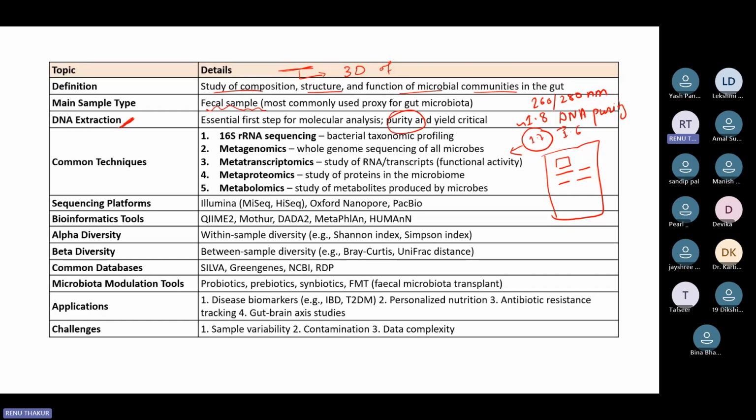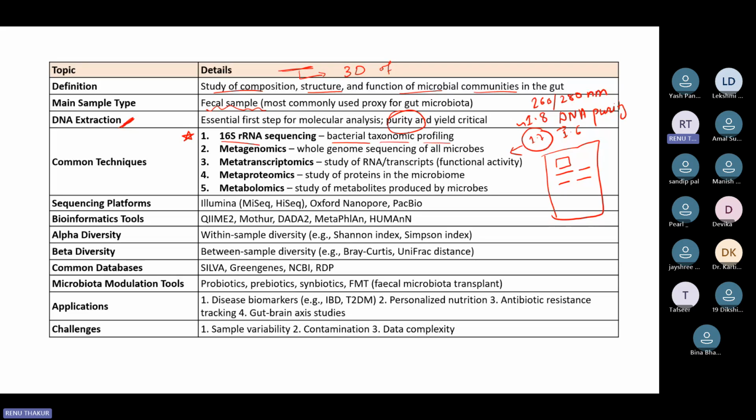And after that, these are the techniques which you can go for. So first and foremost, in microbiology, the 16S rRNA is the very basic and first step, because we have to identify the bacteria, the taxonomic profiling.